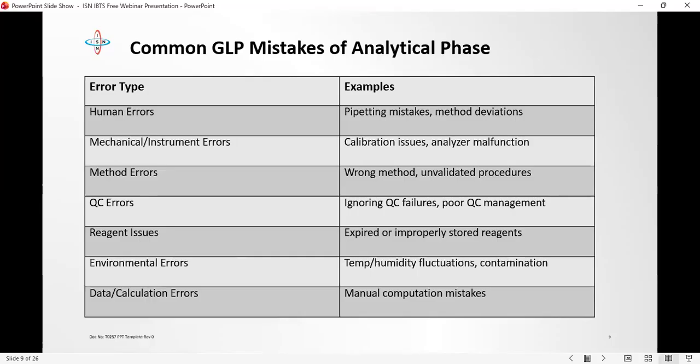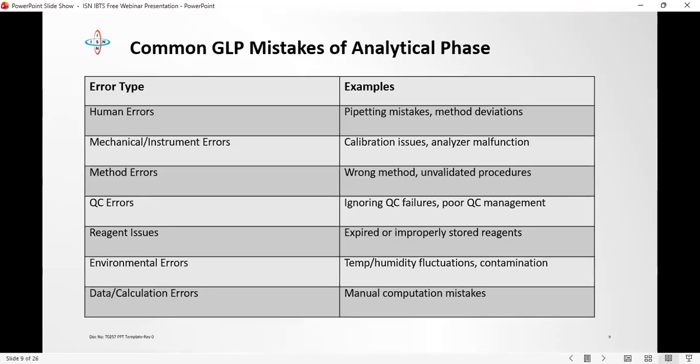Environmental errors can also be another mistake: temperature and humidity fluctuations in your facility. You make sure that for your facilities, the temperature is within the range recommended for most of your validated testing procedures, and also the humidity is within range, and there is no contamination.